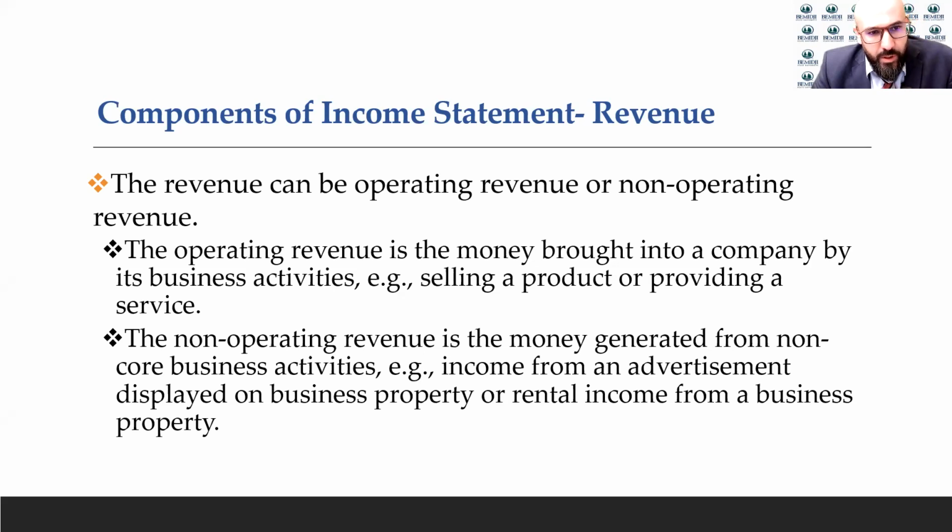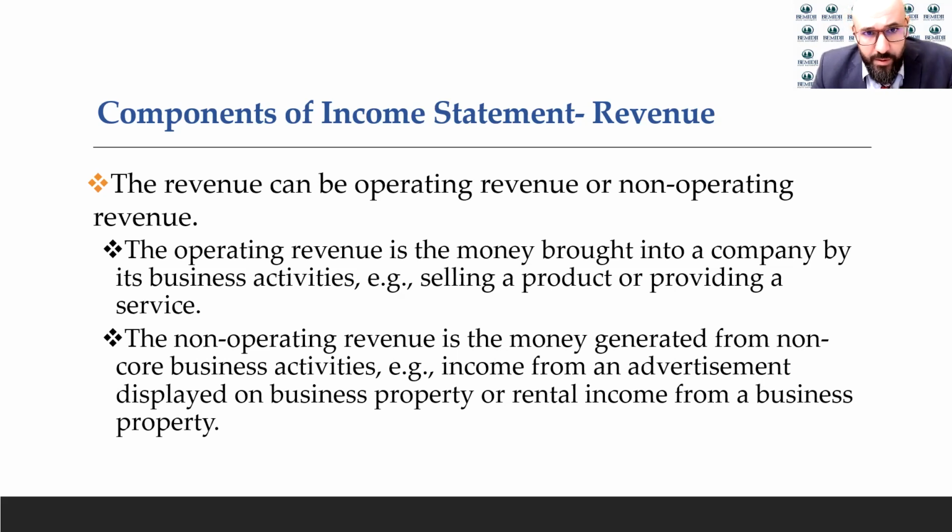Number 1, that's the revenue, and revenue could be from operating or non-operating revenue. The operating revenue is the money brought into the company by its business activities, such as selling a product or providing a service. Non-operating revenues are the money generated from non-core business activities, such as income coming from advertisement displayed on a business property, or rental income from a business property. These are the kinds of things.